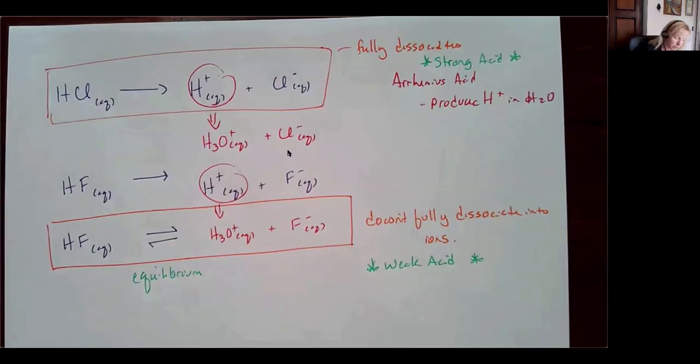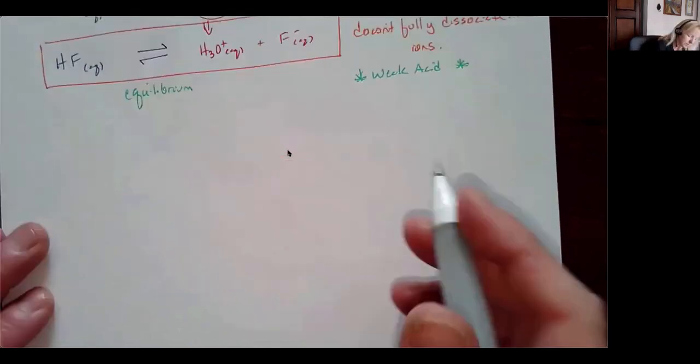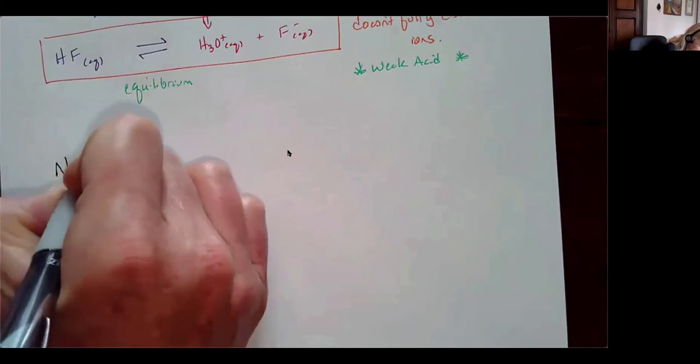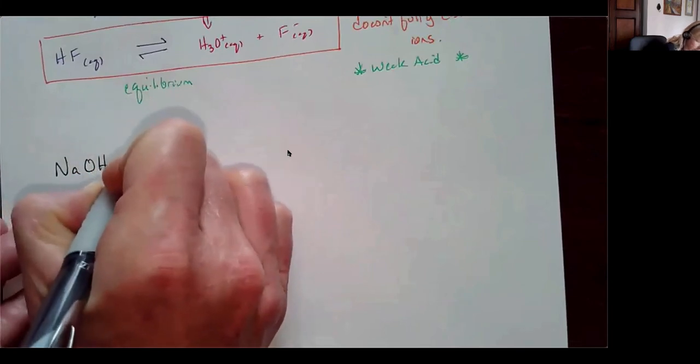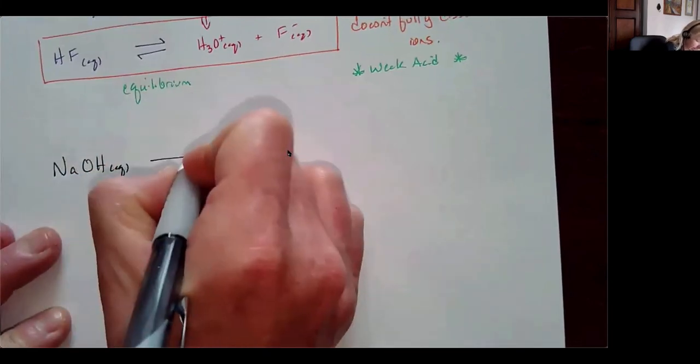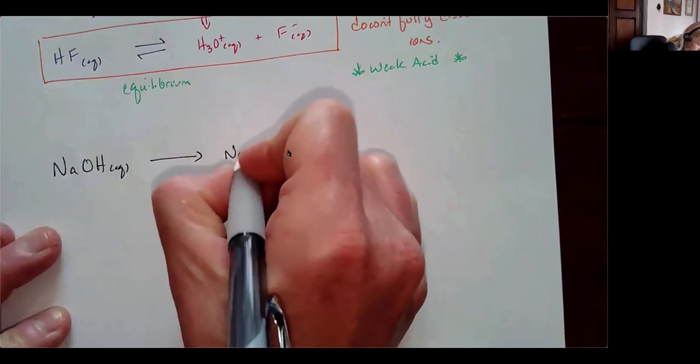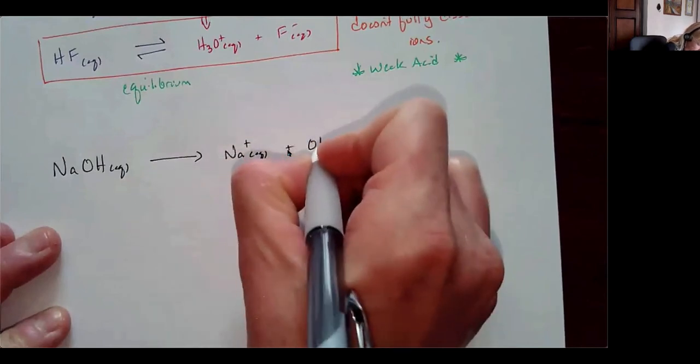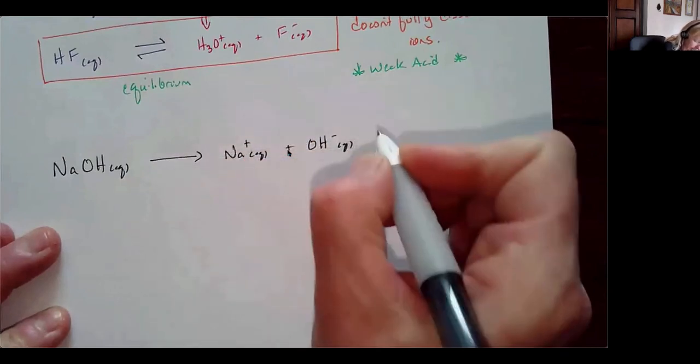Same thing can happen with a base. So I can have a strong base and I can have a weak base. A strong base might be something like NaOH, sodium hydroxide. If I add that into water, I'm going to form sodium ions and hydroxide ions, and that's going to be complete.